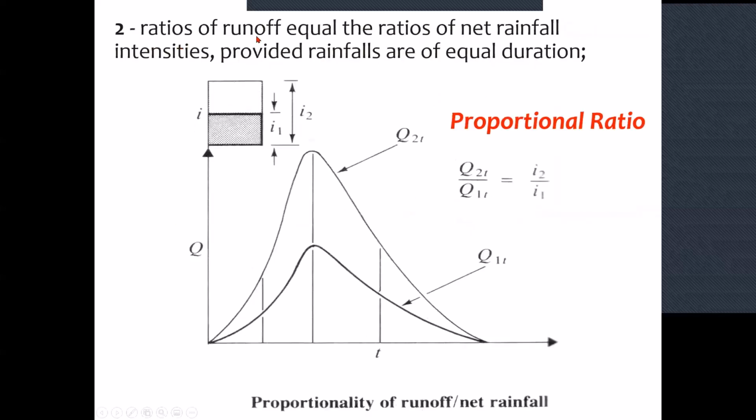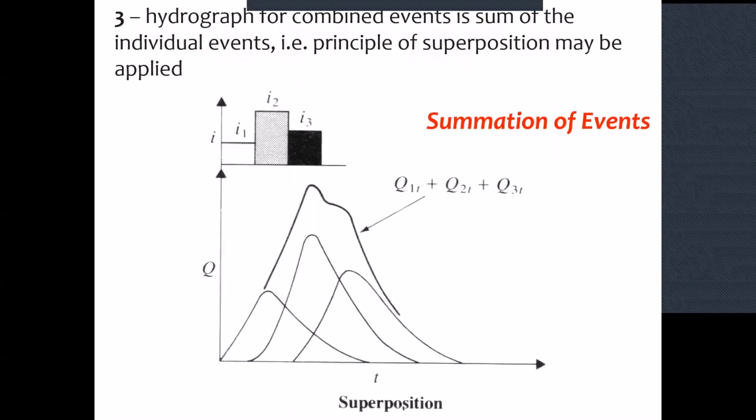So the second assumption is that ratios of runoff equal the ratios of net rainfall intensities, provided rainfalls are of equal duration. So now, instead of dealing with the proportionality of time, now we're really dealing with the proportionality of amount. So if we have double the rainfall, we'll have double the hydrograph. Or half the rainfall, half the hydrograph. So it's this proportionality of amount. So similar to time, but now it's been applied to the quantity of rainfall.